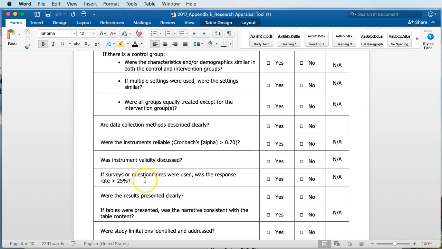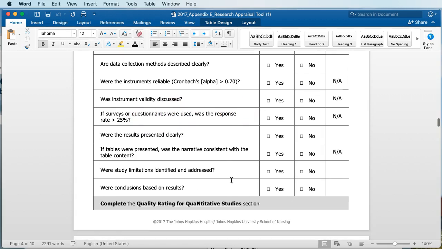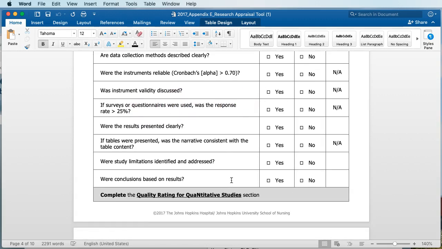Again, if they use surveys, was the response rate greater than 25%? And then you make a judgment. Were the results clear to you? If they use tables, did they have some information in the table that wasn't consistent with what you're reading in the explanation? And then were the conclusions based on the results? So based on what they were studying, the conclusions they came to, were they actually based on the results?